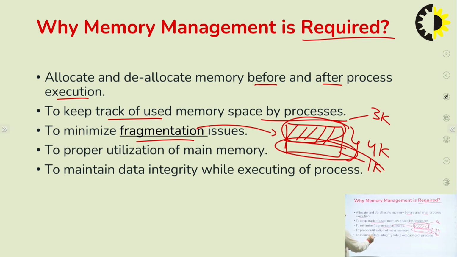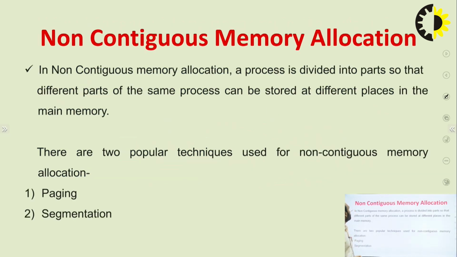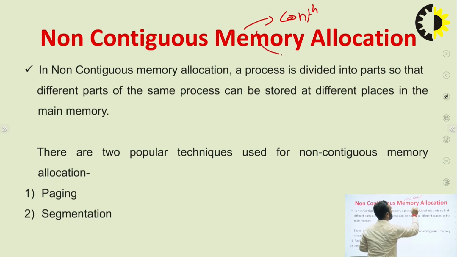Next, proper utilization of main memory is also managed with the help of memory management. And the fourth one is to maintain data integrity while executing a process. So all these parameters are maintained and required at the time of execution of a process. Memory allocation, as we know, was also discussed in data structures. Memory allocation is done in two methods: the first is contiguous and the second is non-contiguous.